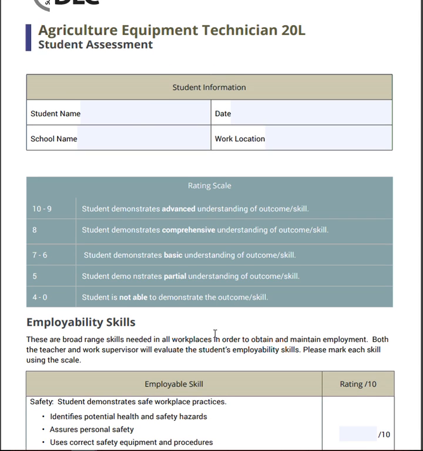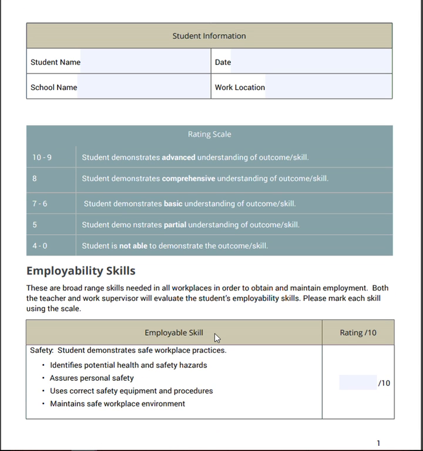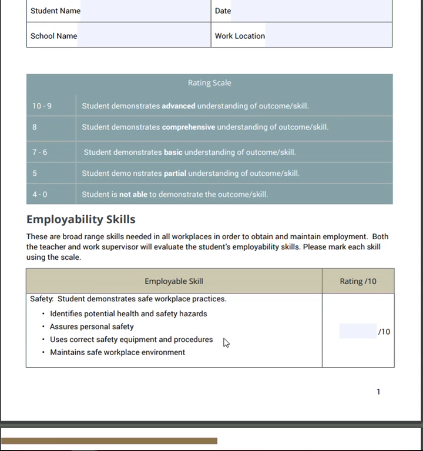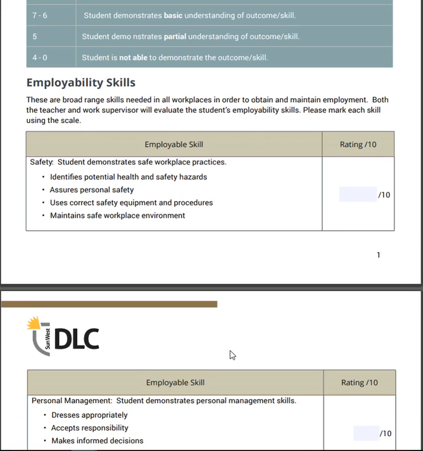So there are 3 skills that we're going to be evaluating here. The first skill that the student is going to be evaluated on is the employability skill. So you can see here we've got a box to give your rating. An example of some employability skills is safety. So does a student demonstrate safe workplace practices, such as being able to identify potential health and safety hazards, using correct safety equipment and so on.